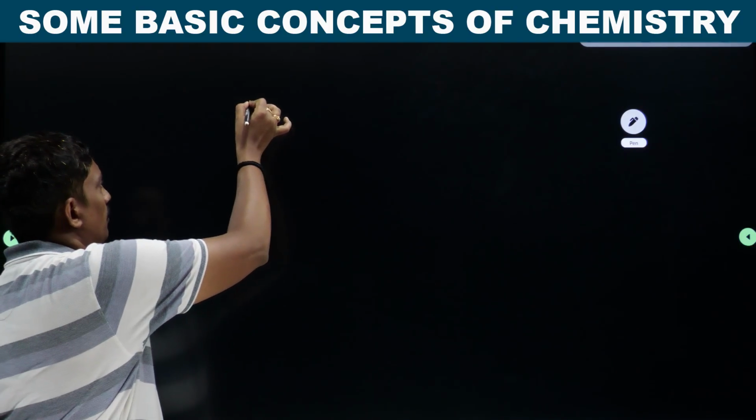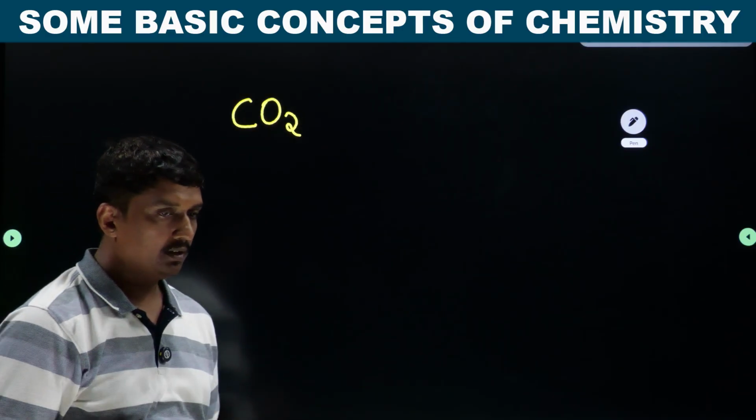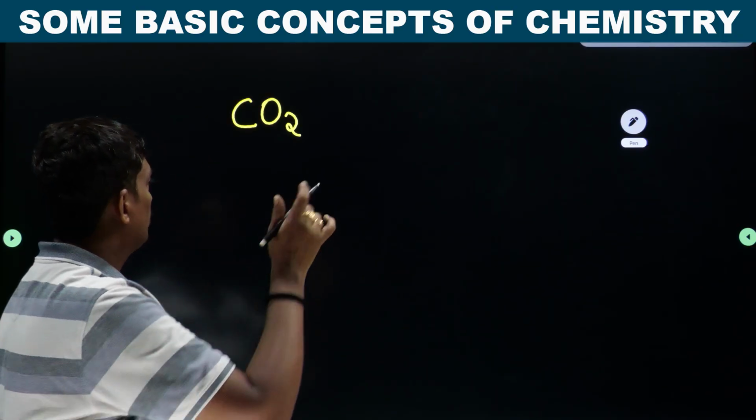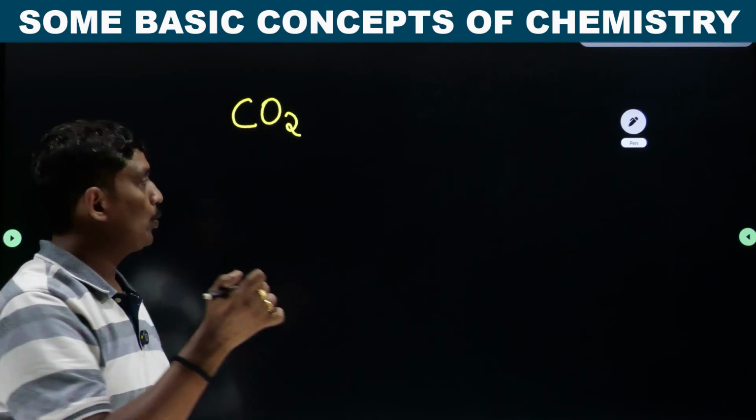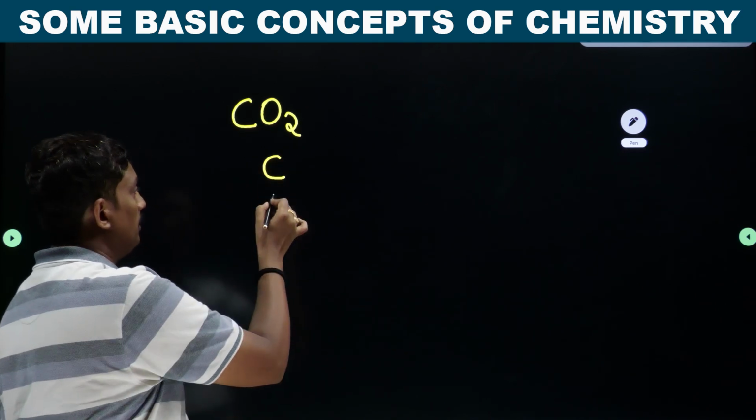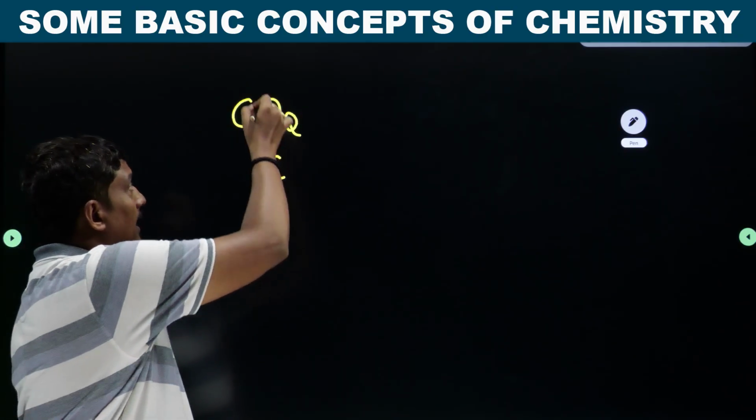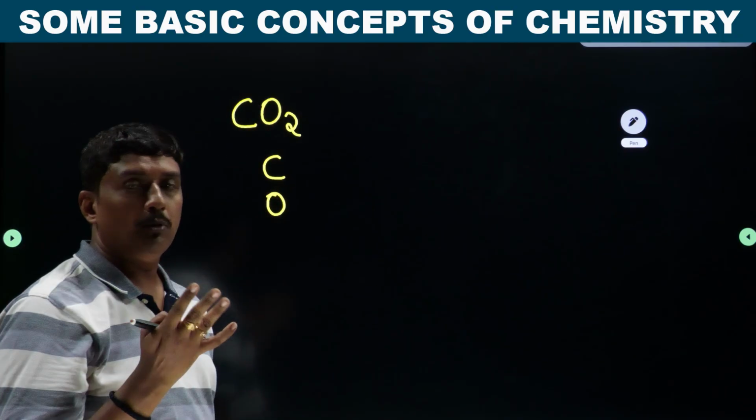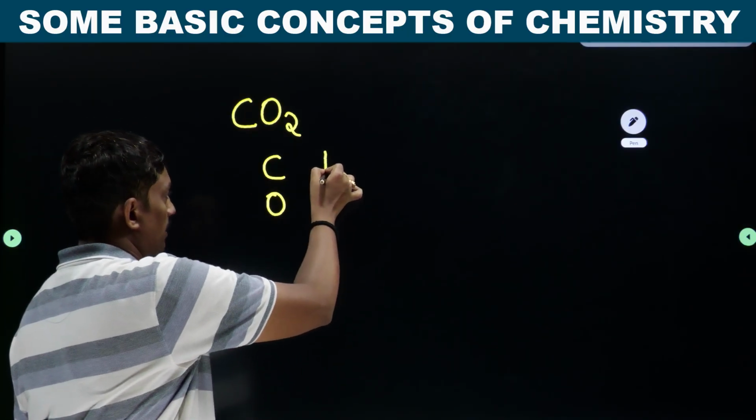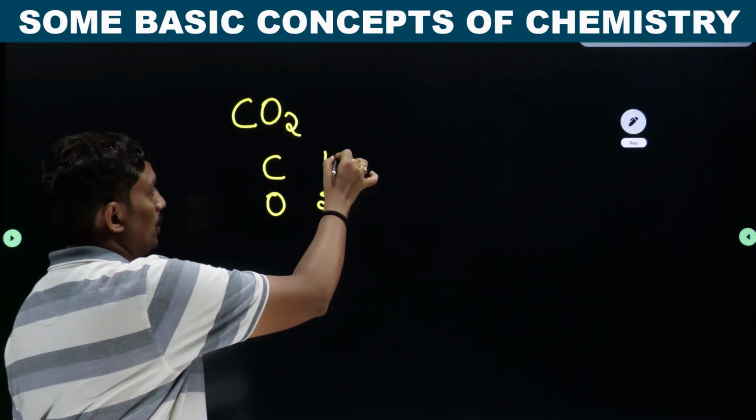I am taking a very simple molecule, carbon dioxide. First, whether it is an atom or a molecule, CO2 is a molecule. How many elements are there? Two elements. First write down carbon, one element, and oxygen, another element. How many atoms of carbon are here? Look into the molecular formula. You will get the number of atoms: one carbon atom. Number of atoms of oxygen, 2.